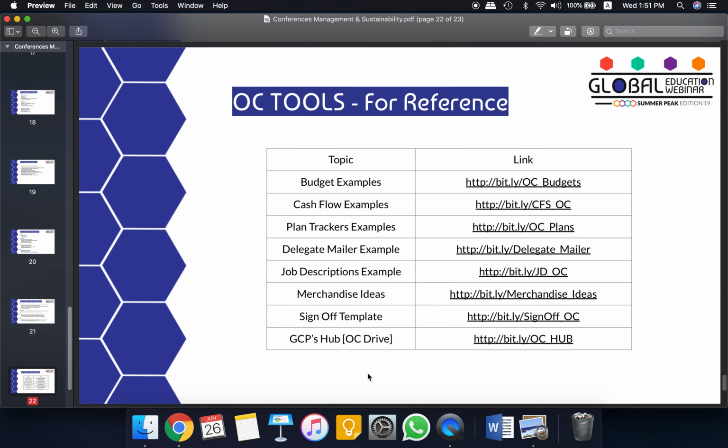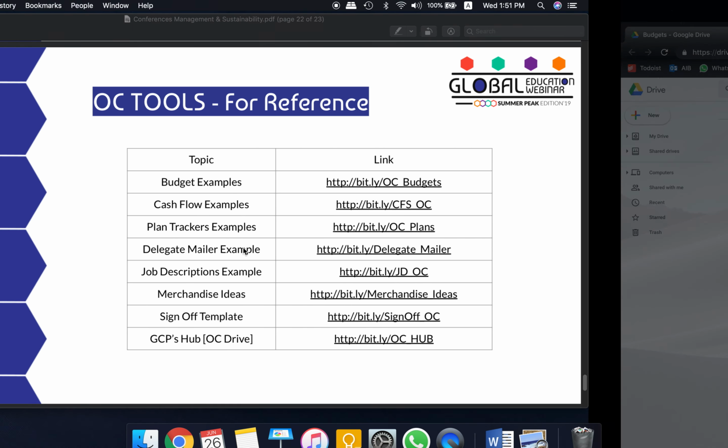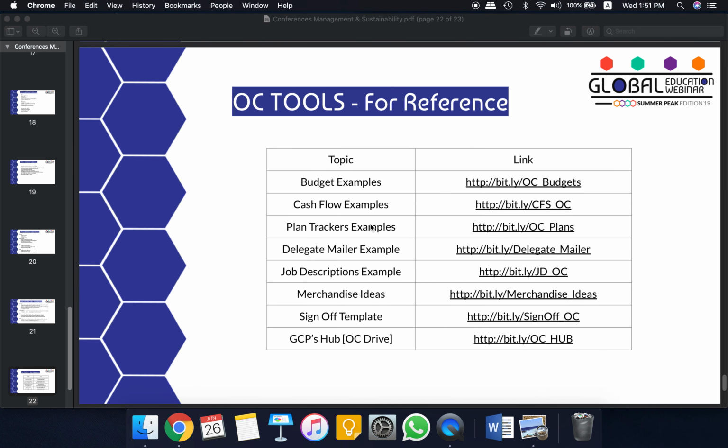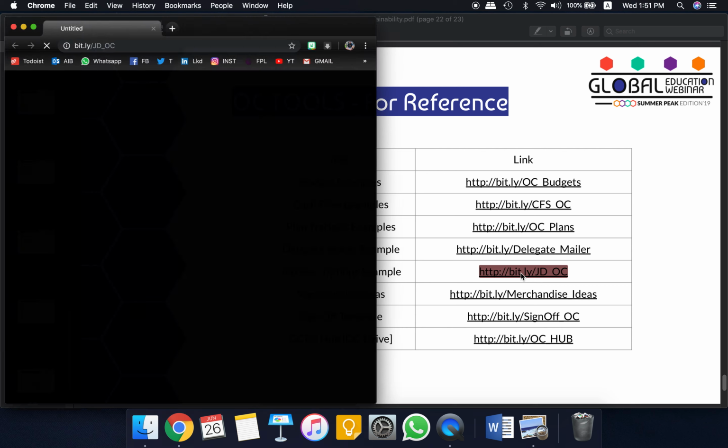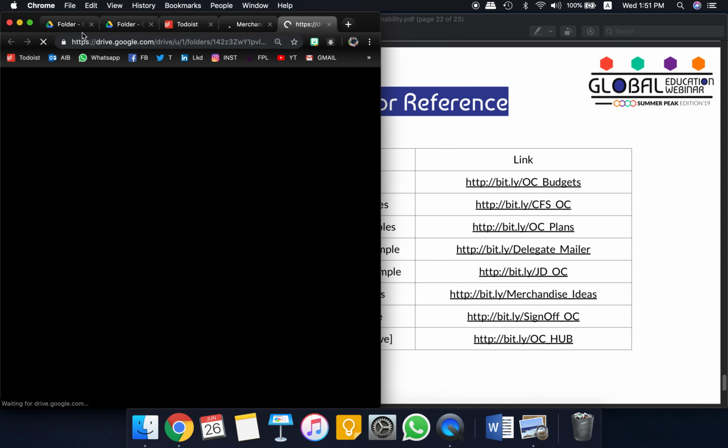Here are OC tools. Here are the budget examples. For instance, I'm trying to open it for you. So you will enter a Google Drive, and this Google Drive will show you templates of budgets of a local conference and national conference that I've been working on, cash flow examples, plan tracker examples, delegate mailer example, job description example. As example, here's a job description. We can open merchandise ideas and sign up reports. Let me show you these.